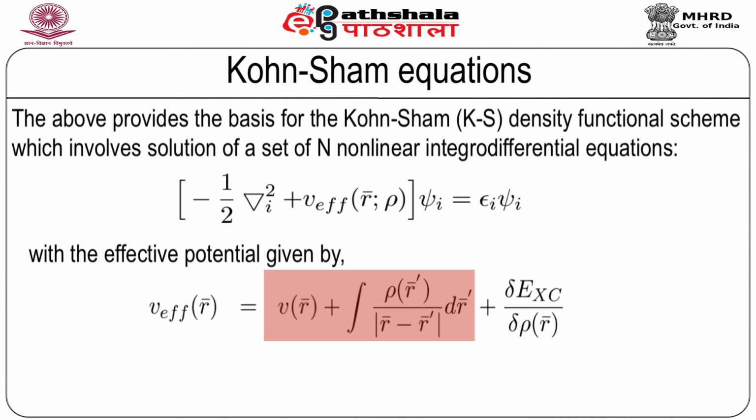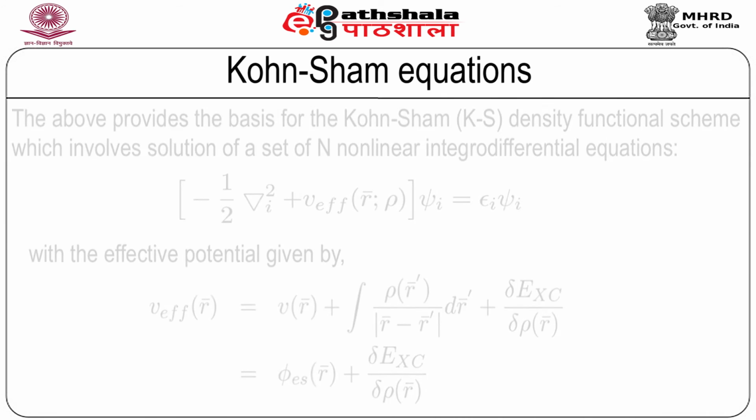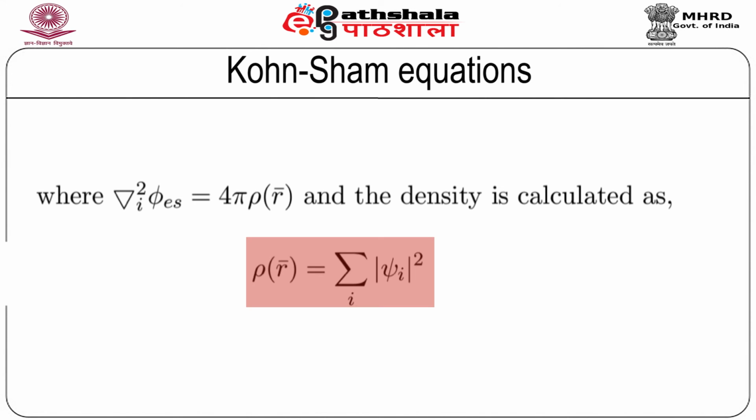The contribution from the first two terms constitutes the electrostatic contribution, therefore given by phi Es, plus the contribution from the exchange correlation. And this electrostatic contribution obeys the Poisson equation, which is given by del squared times phi Es equal to 4 pi times rho. And the density is calculated as rho r equal to summation over I modulus psi I square.